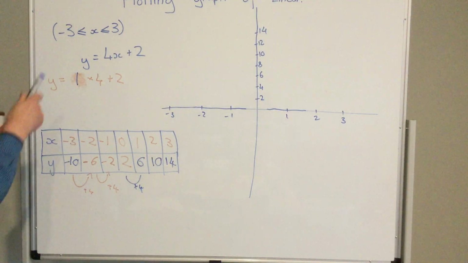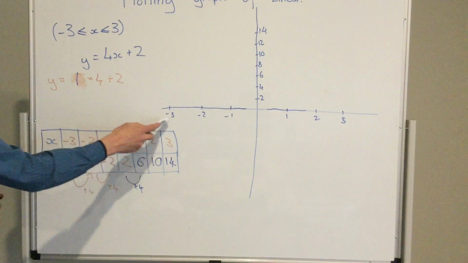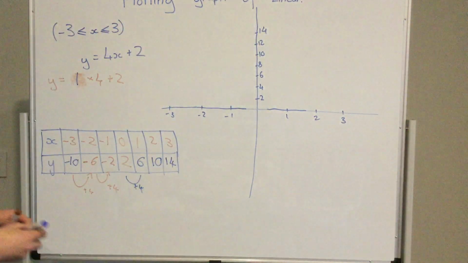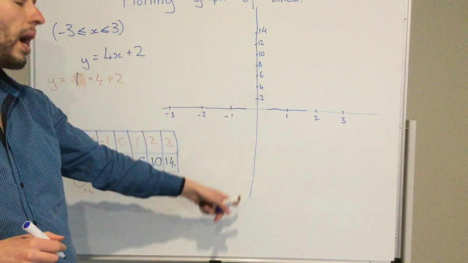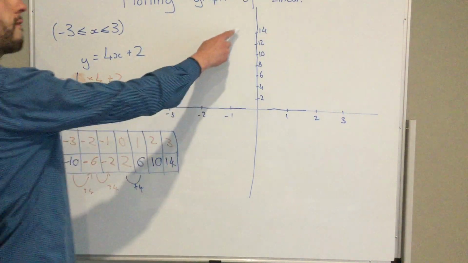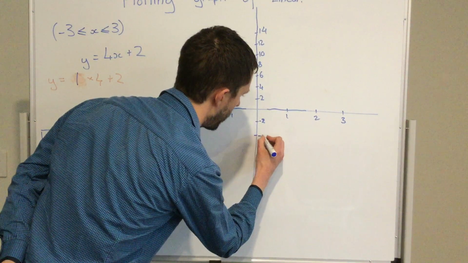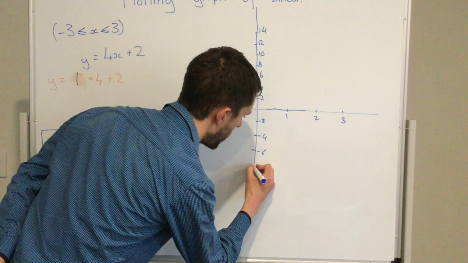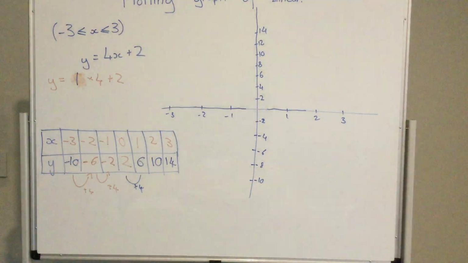So you'll see that we know we're looking at x values between -3 and 3. So I've got -3 all the way to 3. This is our y-axis. We're going to have values between 14 and 10. So I've got 14 up here, and I'm going to make sure that I have our negatives all the way down to -10. Awesome. Try to make sure that they are spaced out as accurately as possible.